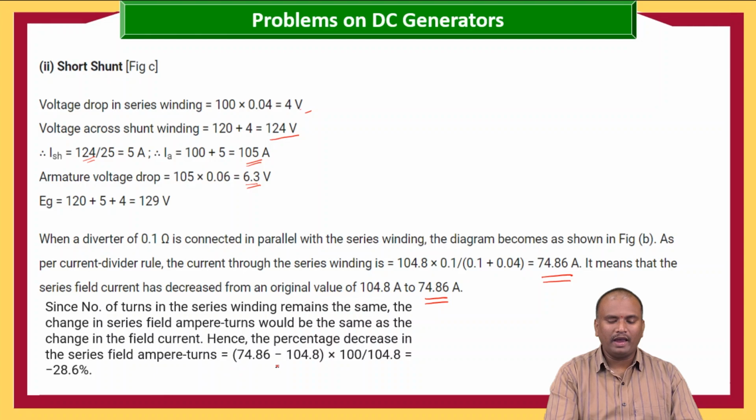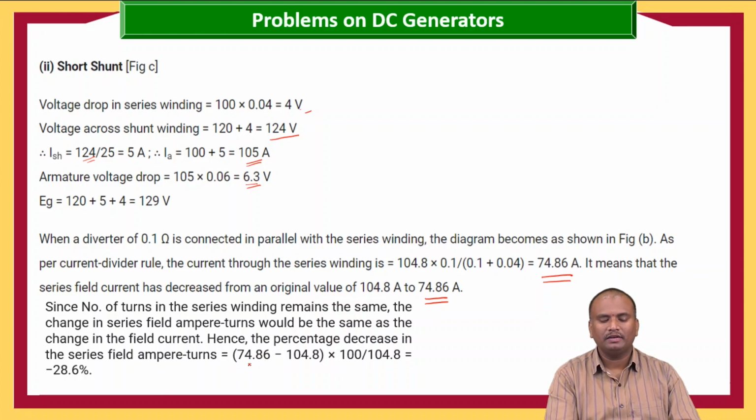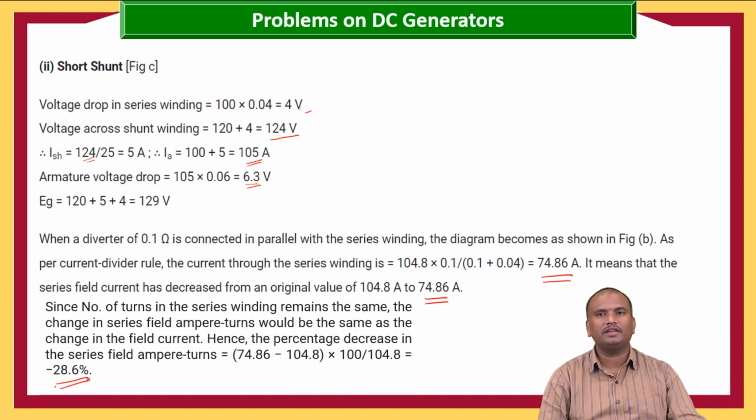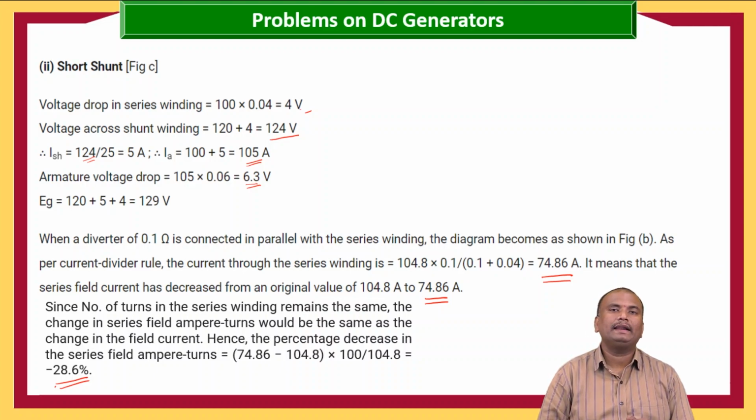So here the ampere turns will be reduced by (74.86 minus 104.8) into 100 by 104.8, which is equal to 28.6 percent reduction in the ampere turns, because the current is reduced because of the parallel connected diverter.